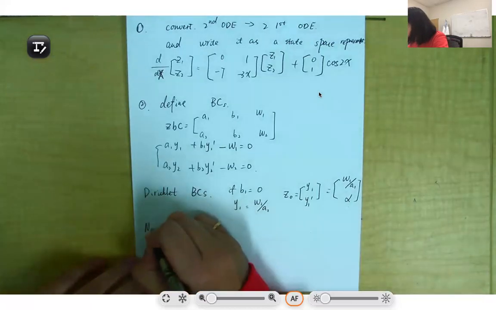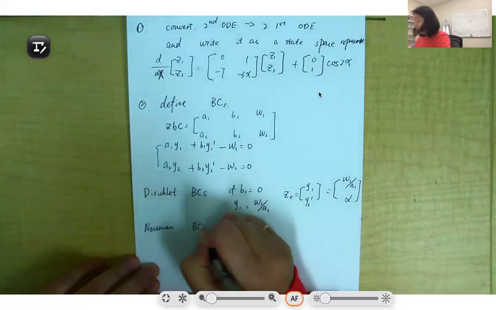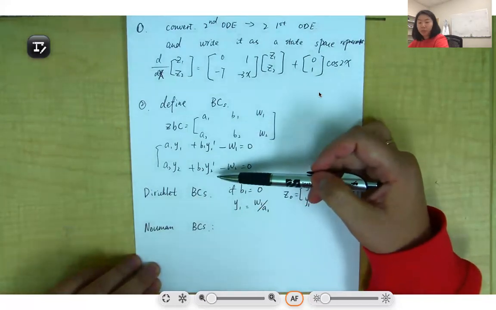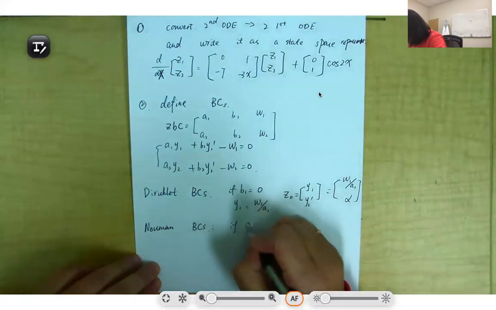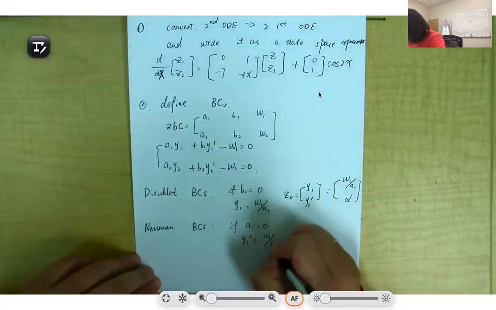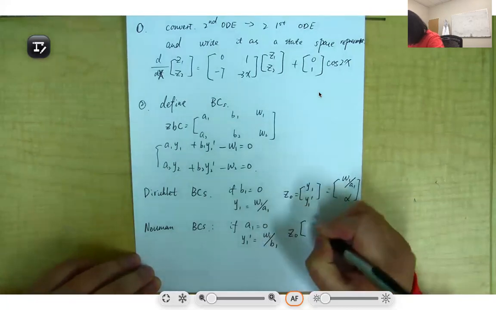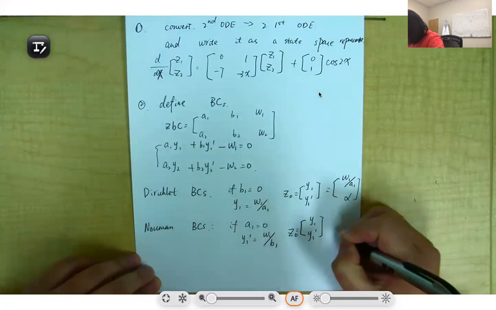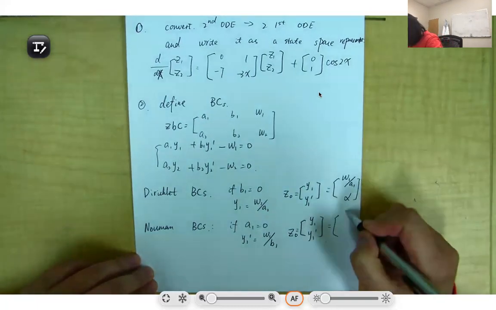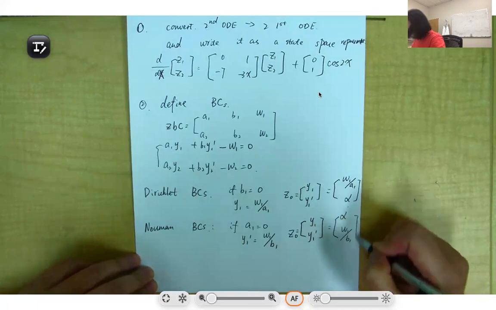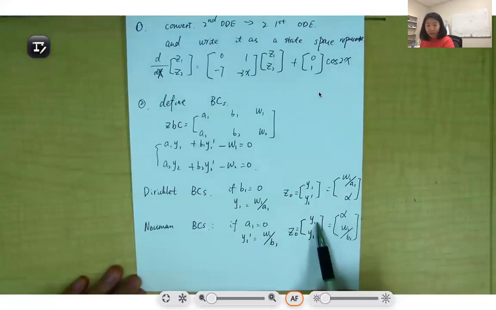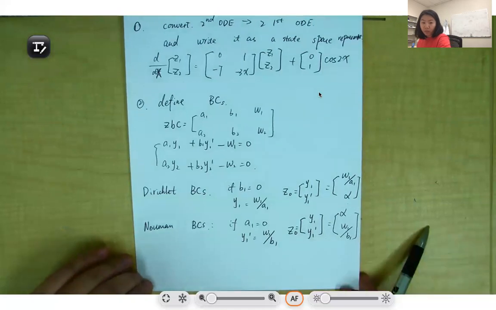You may also have the Neumann boundary conditions. What is a Neumann boundary condition? It only has y1 prime, y2 prime. That means if A1 equals 0, y1 prime will be equal to W1 over B1. So your initial will still be y1, y1 prime, but instead of guessing alpha for y1 prime, you need to guess something for y1, which is alpha, and W1 over B1. This is the value you are given from the problem side, and this alpha is guessing the initial value for y1. This is for the Neumann boundary conditions.